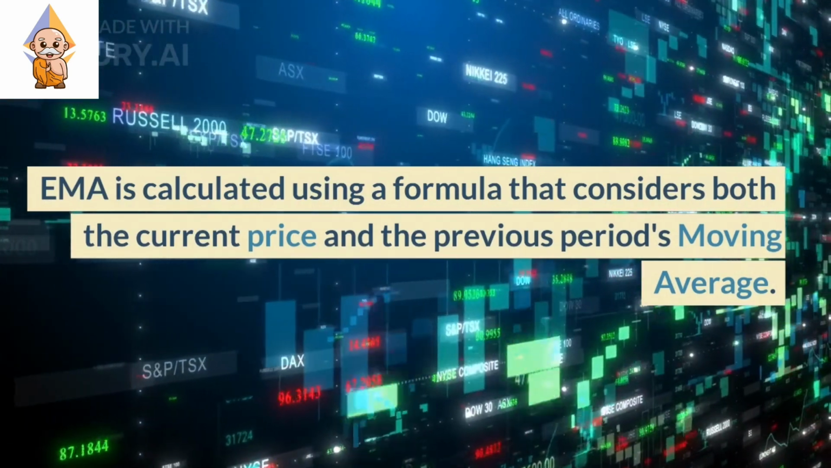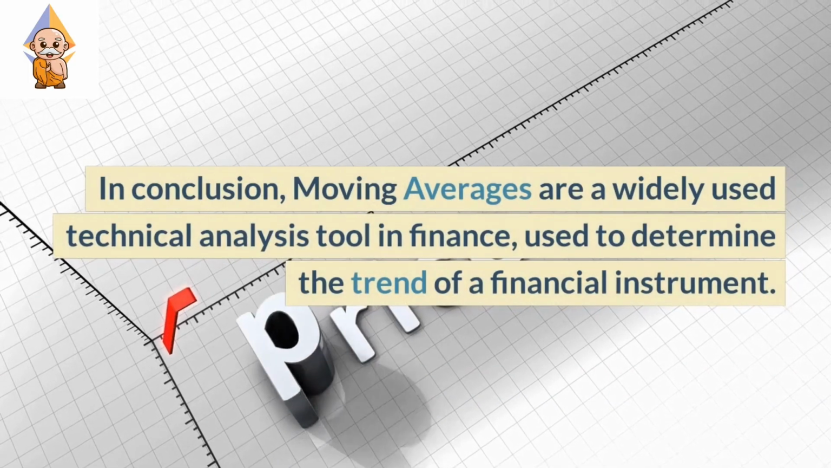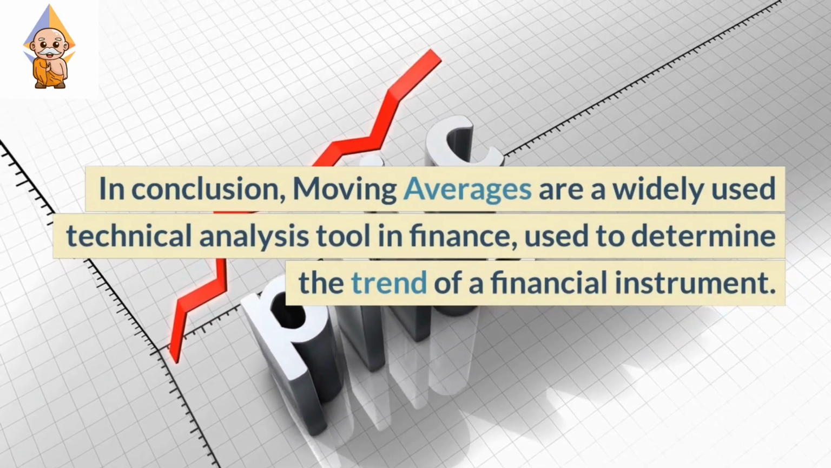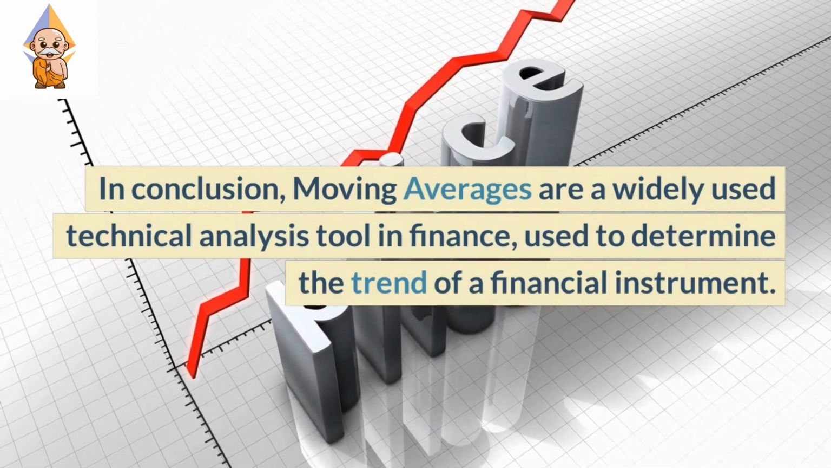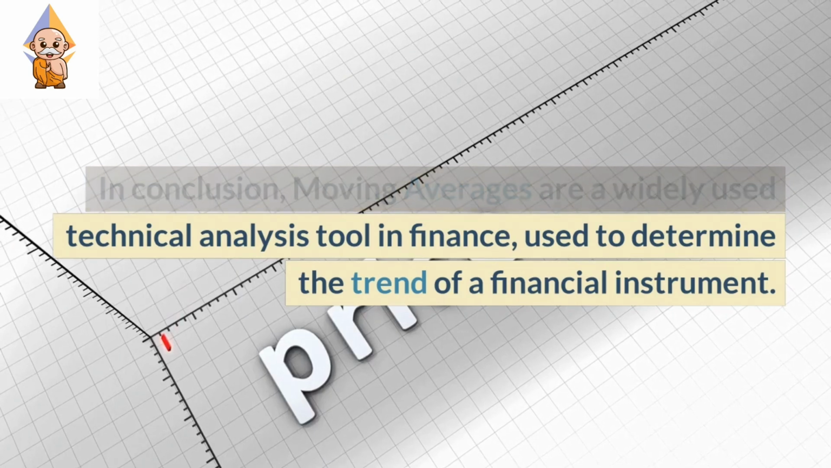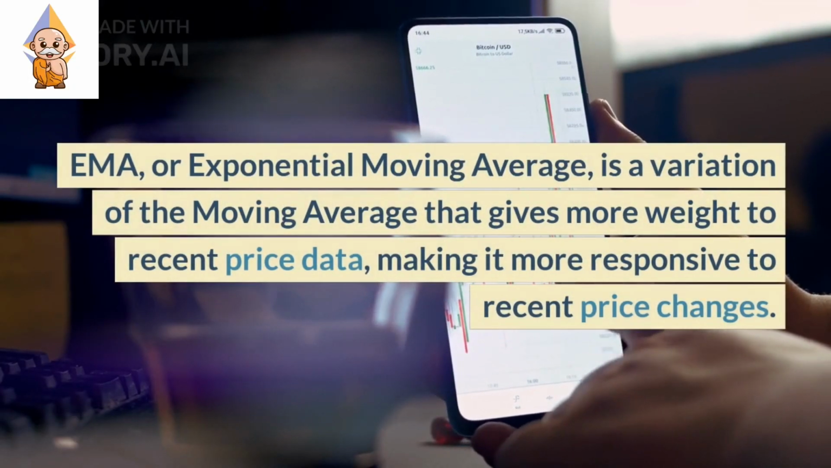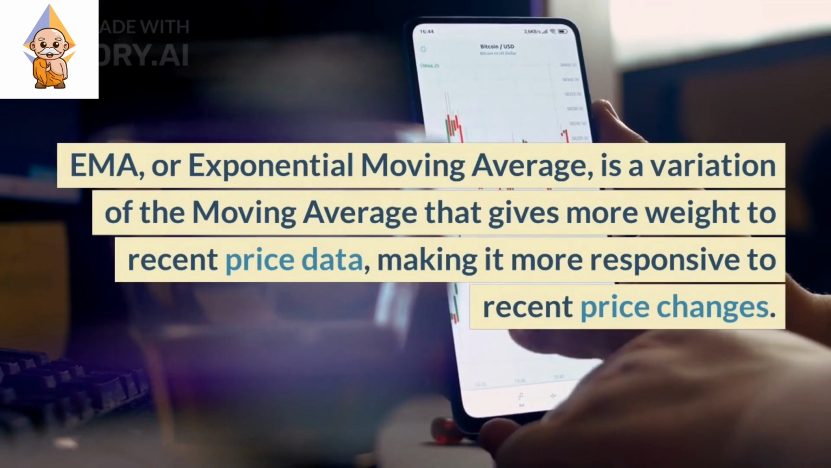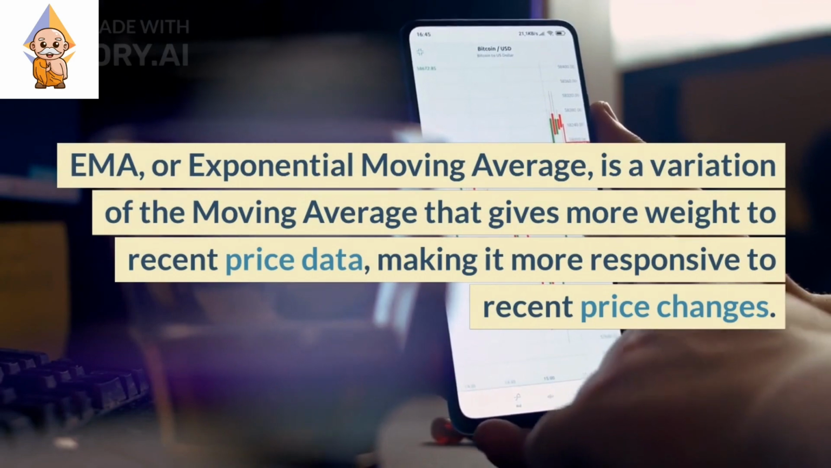In conclusion, moving averages are a widely used technical analysis tool in finance, used to determine the trend of a financial instrument. EMA, or Exponential Moving Average, is a variation of the moving average that gives more weight to recent price data, making it more responsive to recent price changes.